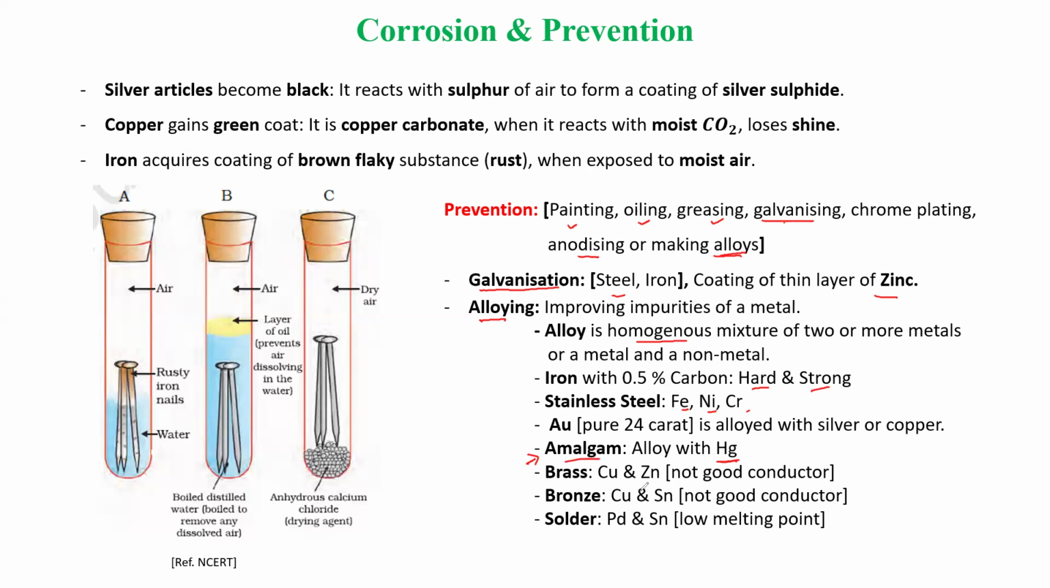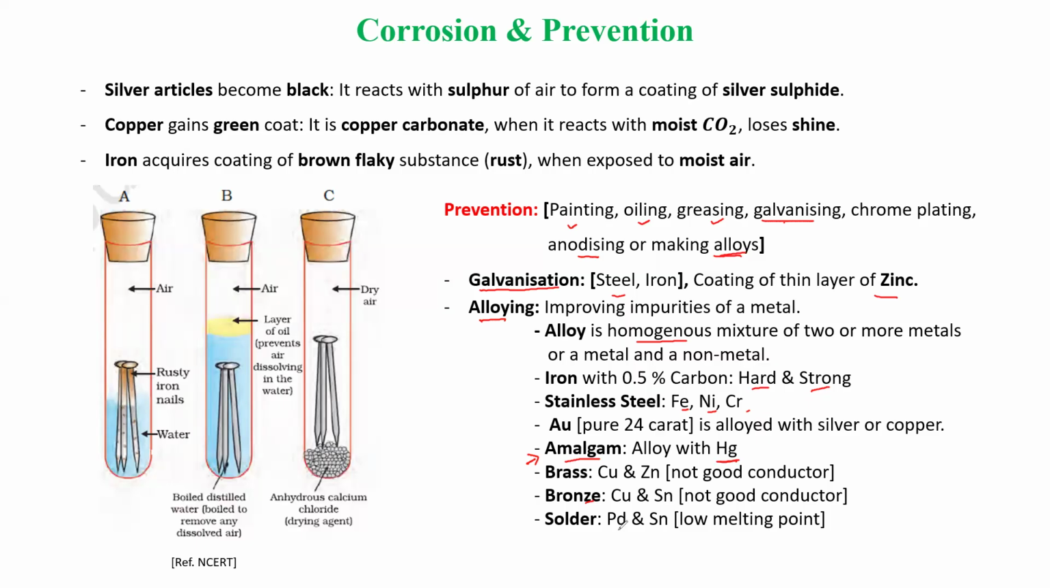Another alloy is brass. It has copper and zinc, which is not a good conductor. Copper is separately a good conductor, but when you make the alloy, okay, it's not a good conductor, meaning it's going to lose the properties. Okay, so an alloy will have some different properties which were not there in the constituent materials. Like again bronze, copper and tin. So copper again is a good conductor, but this bronze is not a good conductor.